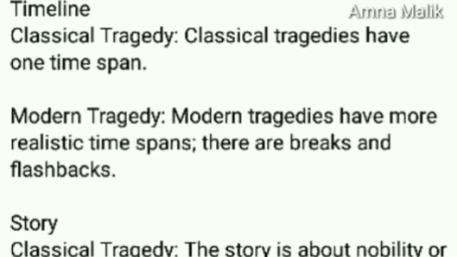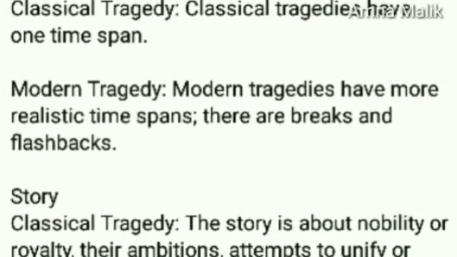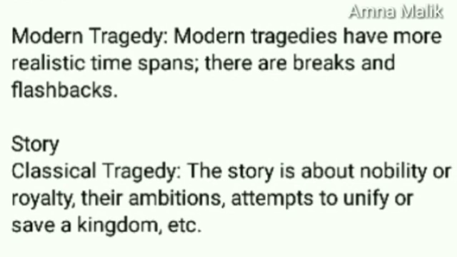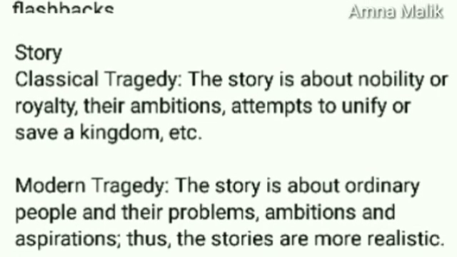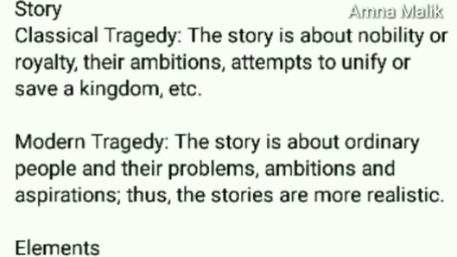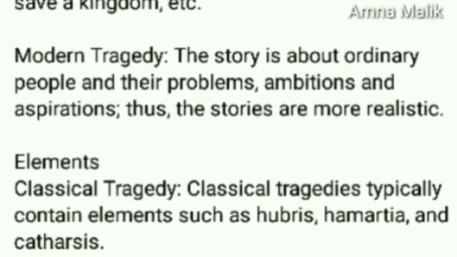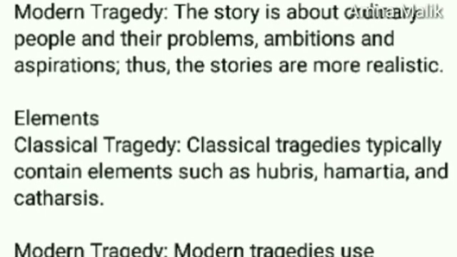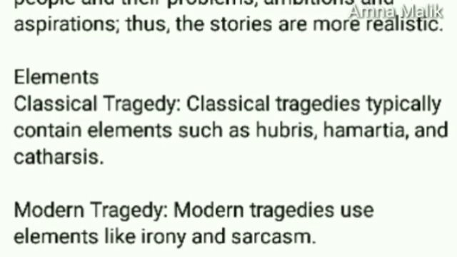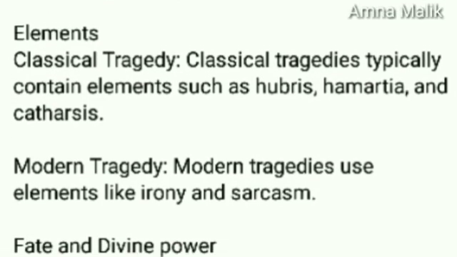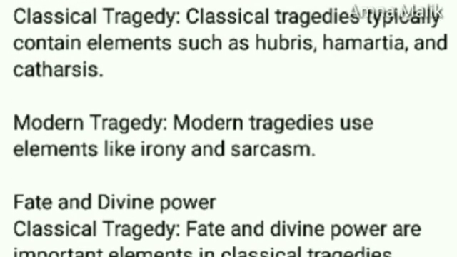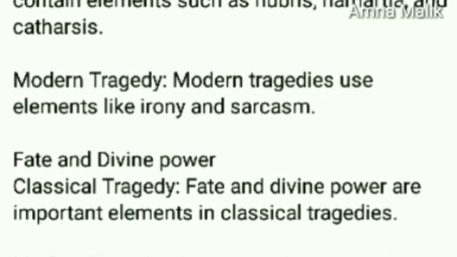Story. What is the story of classical tragedy like? The story is about nobility or royalty, their ambitions, attempts to unify or save a kingdom, etc. Modern tragedy: the story is about ordinary people and their problems, ambition, and aspiration. Thus, the stories are more realistic. Elements. Classical tragedies typically contain elements such as hubris, hamartia, and catharsis. Modern tragedies use elements like irony and sarcasm.